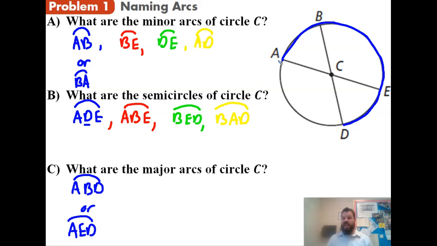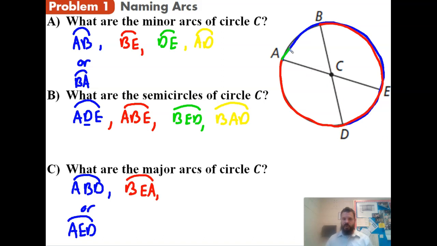Whether I start at A and run through B or E and end at D, I get the same thing either way. So those would be two ways to name the same arc. All right, other major arcs I'm seeing. Basically start, run halfway around the circle, and then just keep going to the next point. So we could say that B, E, A is another arc on this circle.